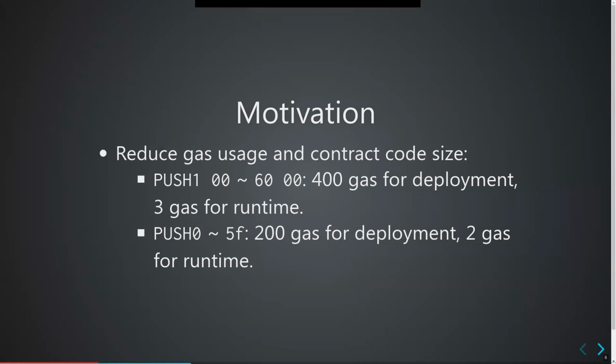One of the motivations of this EIP is to reduce the gas usage and the contract size. For example, currently, if we use the PUSH1 instruction to push the value 0, we need 2 bytes, costing 400 gas at deploy time and 3 gas at runtime. If we use this PUSH0 instruction, it would only require 1 byte, costing 200 gas at deploy time and 2 gas when executing the instruction.